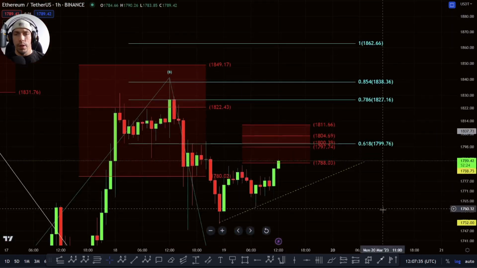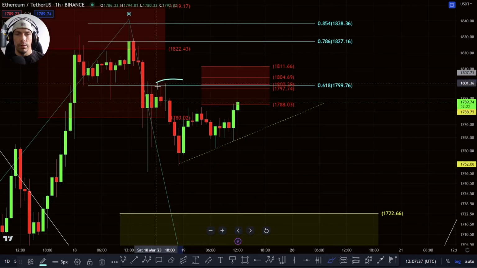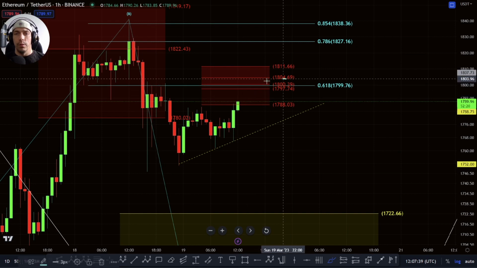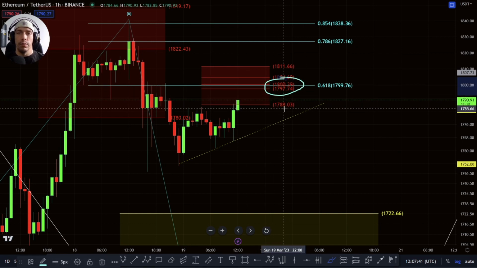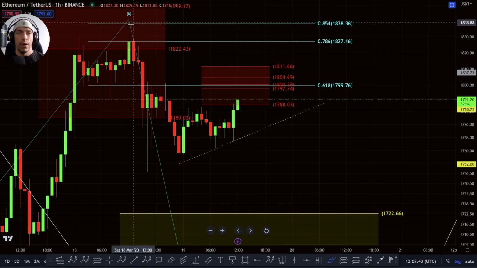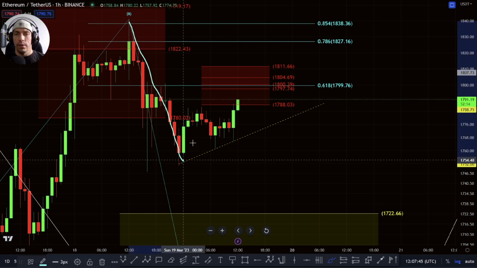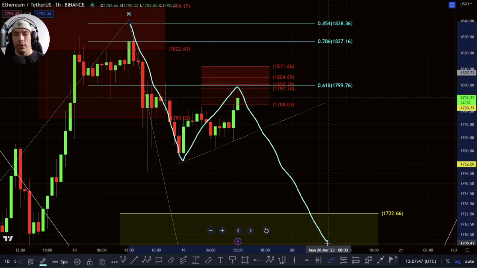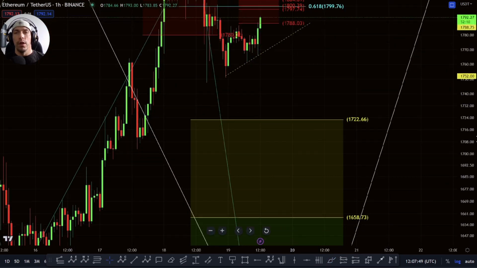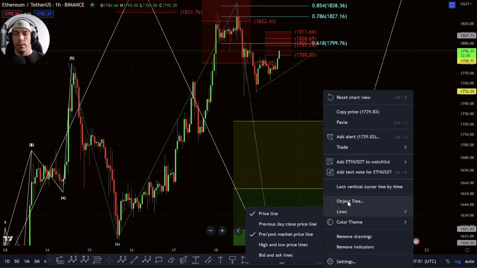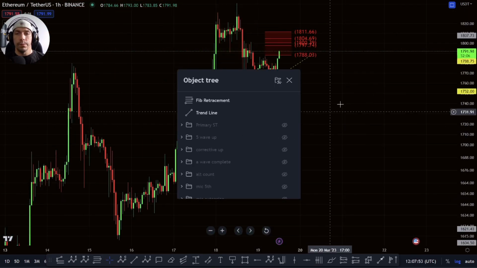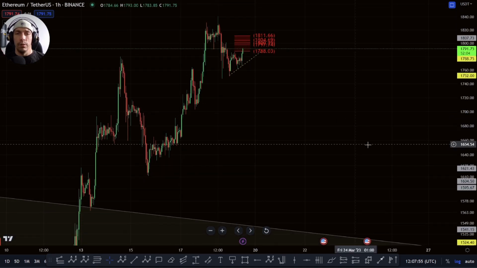Obviously, we are coming up into the zone of these previous swing highs here, and that also ties in with the 0.618 retracement. So, potentially if this does just move up into this zone, we could look for that continuation down. The way that I'm looking at it currently is if we're looking at this move in isolation.